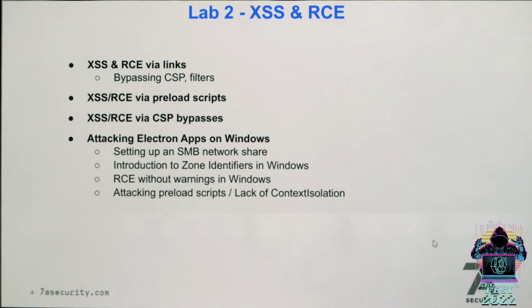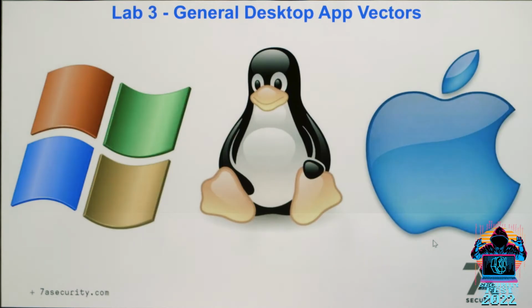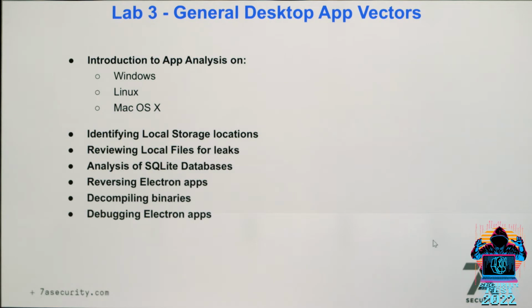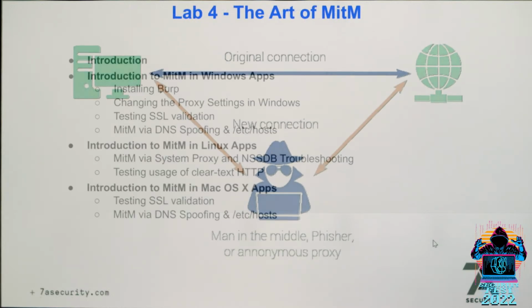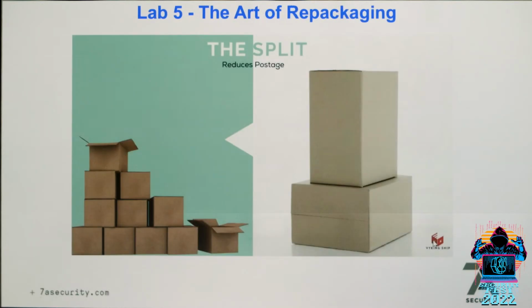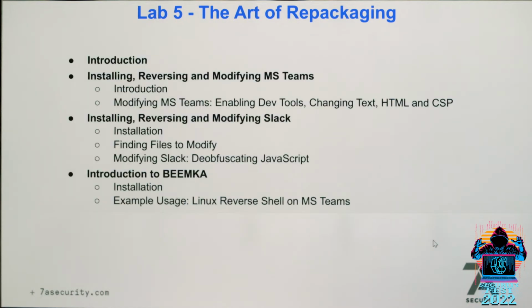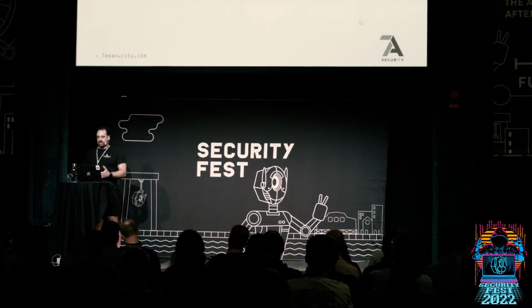From here, we will be attacking preload scripts. Then Electron applications, since they work on the desktop, they can also have local leaks and stuff. So there's another topic for that. There's stuff about man in the middle. Then repackaging is interesting, right? Another thing you can do with Electron applications is you can extract the application, then modify it as you wish, and then run it again, right?